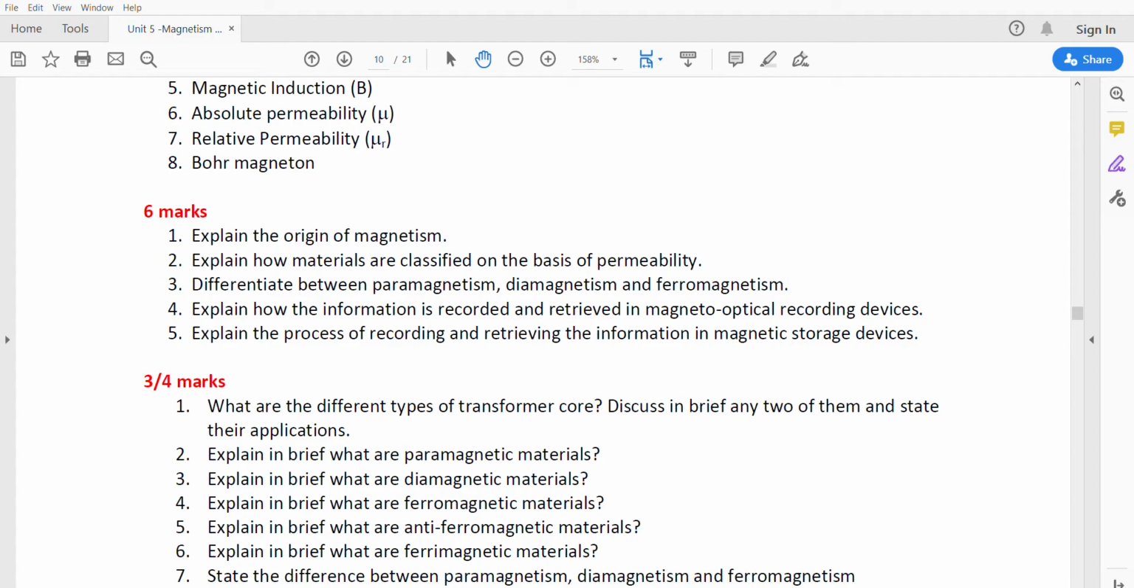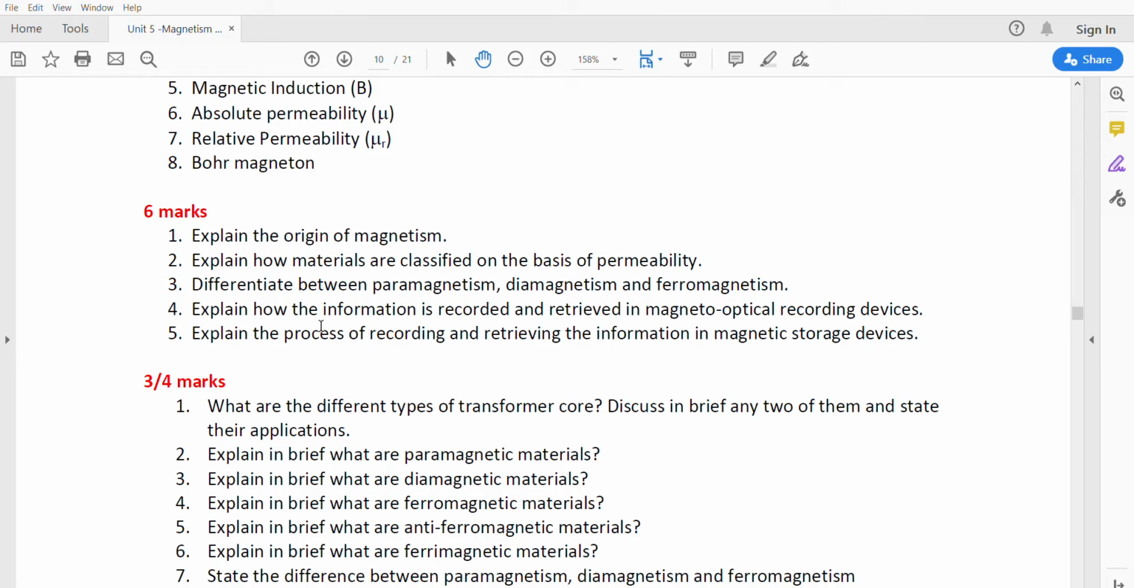6 marks questions we can see here. Explain the origin of magnetism. Then we have to write about the orbital magnetic moment, spin magnetic moment of the atom, and the nucleus magnetic moment, and explain how materials are classified on the basis of permeability. Then we have to write about dia, para, and ferro. Differentiate between paramagnetism, diamagnetism, and ferromagnetism. Same, we have to write the differences between dia, para, and ferro.